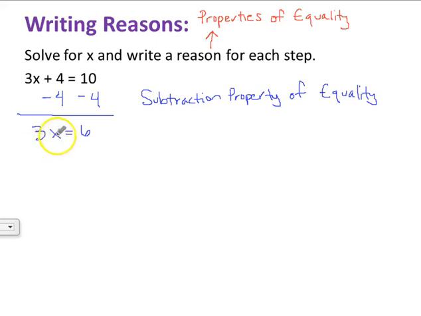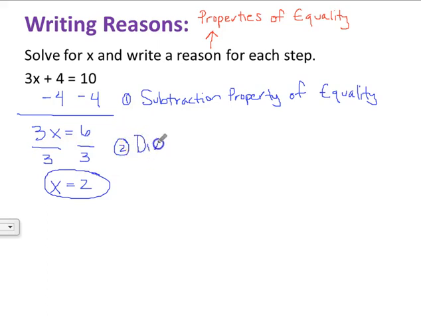And now what's our next step in solving for x? So our next step is, we've got 3 being multiplied by the x. The inverse of multiplying is dividing, so we're going to divide each side by 3. And we get x equals 6 divided by 3 is 2. So that next step where we divided each side by 3, we need to put in a reason for that step, because this was our first step and this is our second step. So we divided each side, so we use the division property of equality.